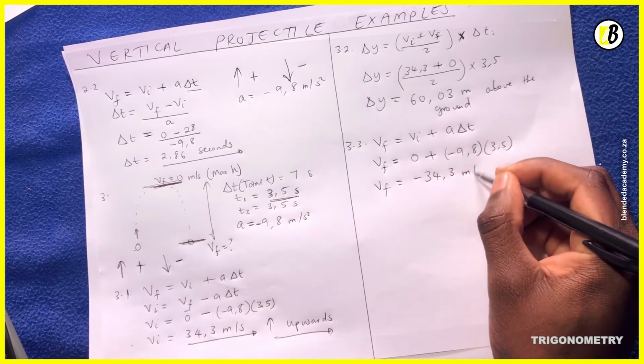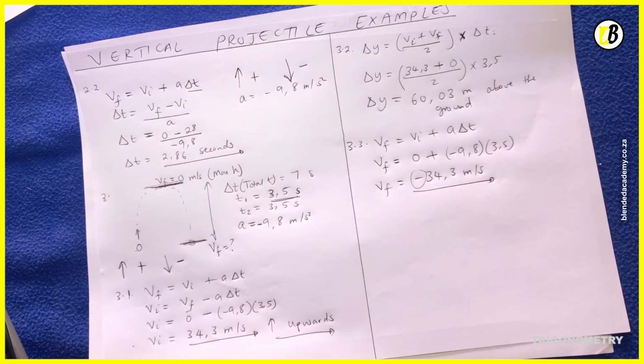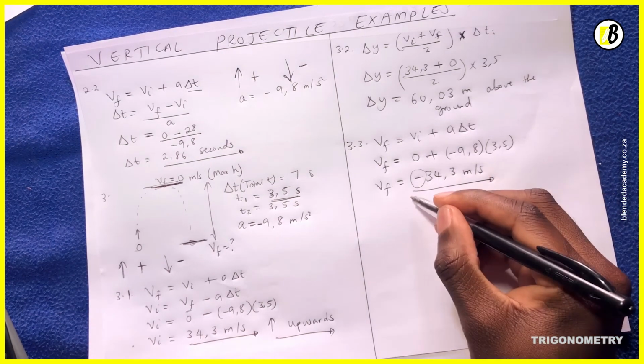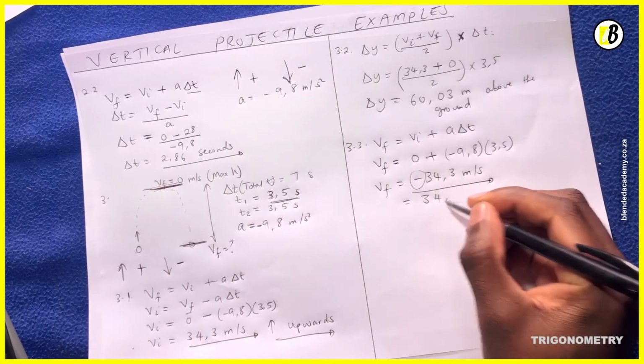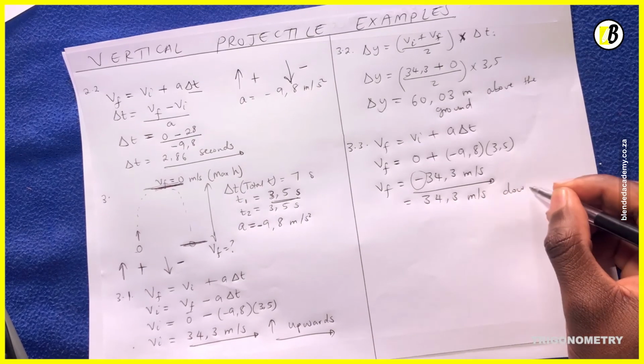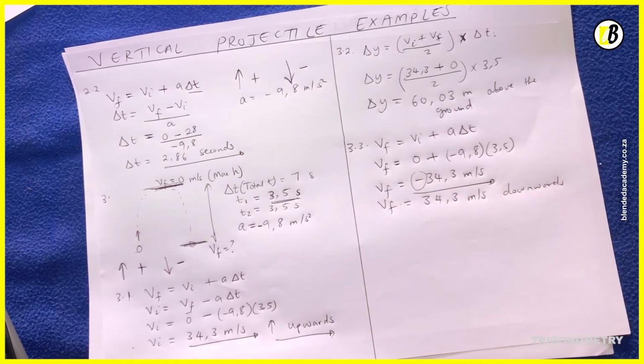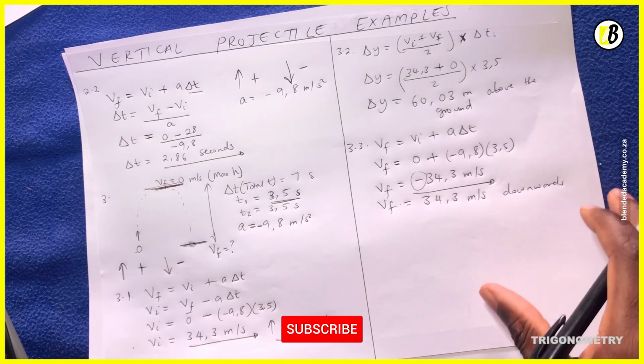34.3 meters per second. So this negative sign here just shows that this motion is in a downward direction, since we chose our upward motion to be positive. So we need to put in the direction as well, since we're dealing with a vector quantity. Meters per second, downwards. You understand? So that's the final velocity, or the velocity with which the ball goes back to the thrower's hand. And yeah, that's it for this lesson.